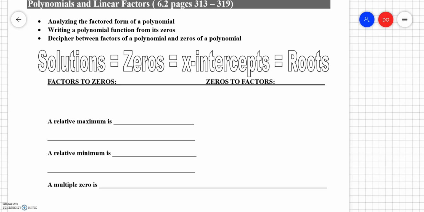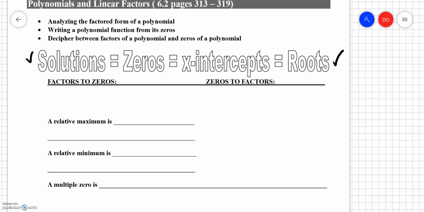Okay, so first couple terms, you should all feel very comfortable with these terms right here: solutions, zeros, x-intercepts, and roots, because they all mean exactly the same thing. They're all values that create zeros for a polynomial, not just a quadratic function, but any polynomial with any degree. That's what the zeros, that's what the roots are, that's what the x-intercepts are, that's what the solutions are.